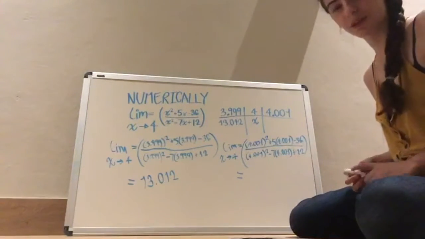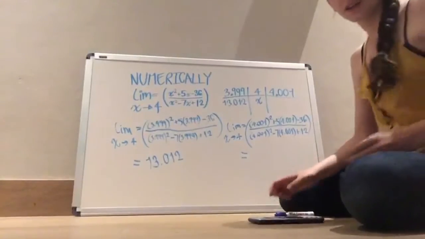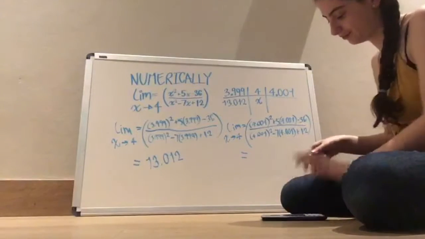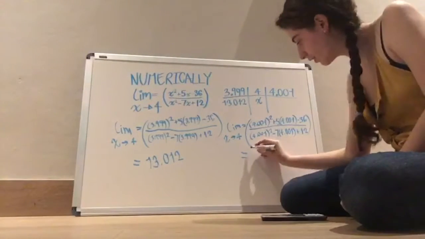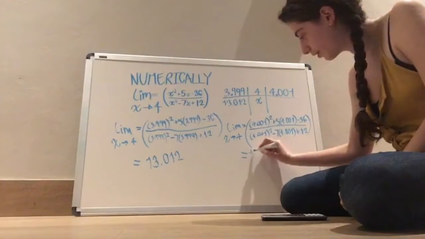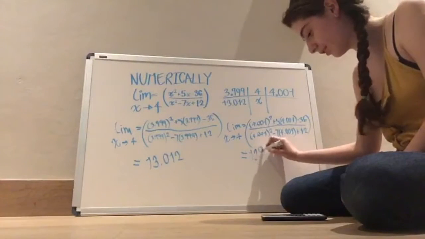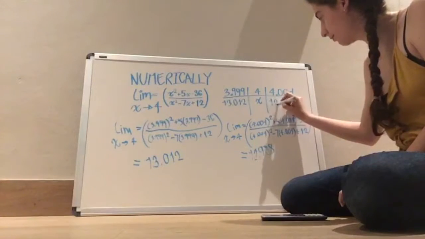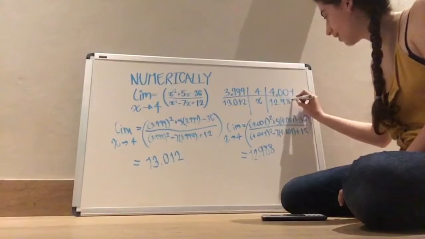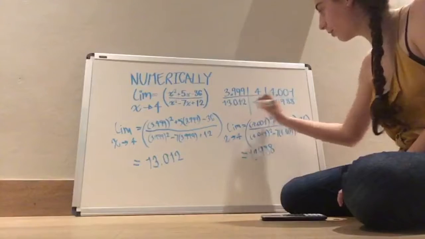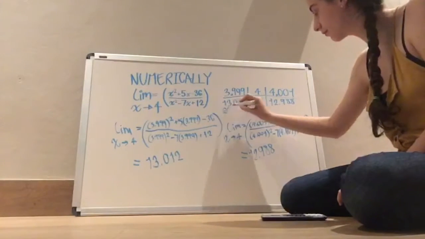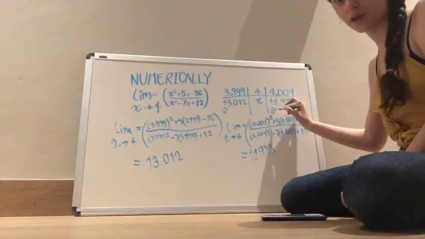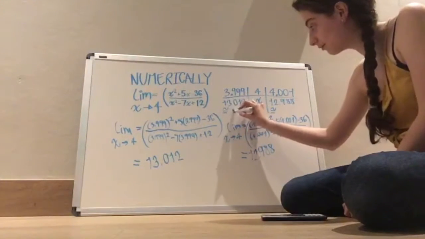Once again, we must plug it in inside the calculator. So we have plugged it in, and the answer is 12.988. So we put it over here, and now we have to round both numbers, and once rounded they will both equal to 13.